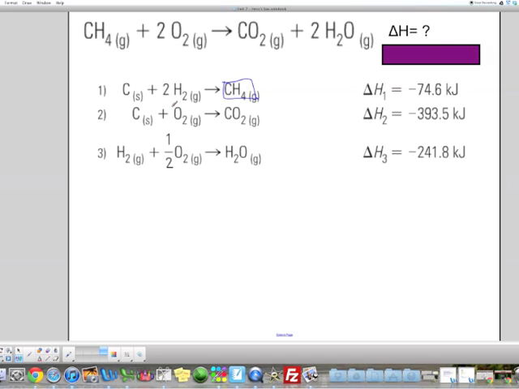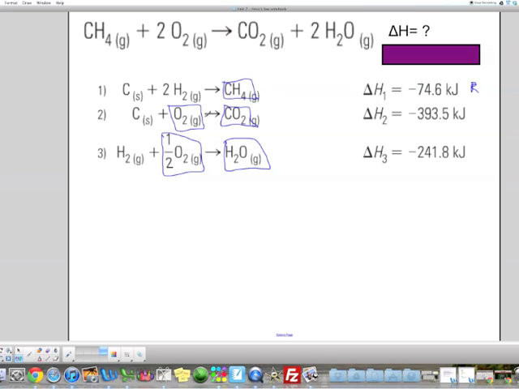O2, I have it here and I have it here. Okay. CO2, I have it here. And H2O is over here. So I have all this stuff that's going to disappear eventually. Now, let's see if my substances are on the correct side. My CH4 is on the product side. I actually need it on the reactant side, which means I'm going to have to reverse this equation. Reverse, R for reverse.